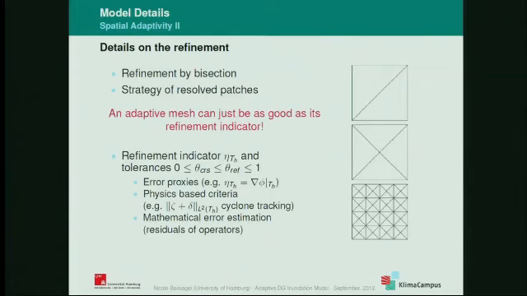Okay, some few details on the refinement. I already said we refine by bisection along the largest edges. And then there is also this strategy of resolved patches, meaning that first we refine according to some indicator that we can choose or determine, and to avoid hanging nodes we might need to refine some other triangles.